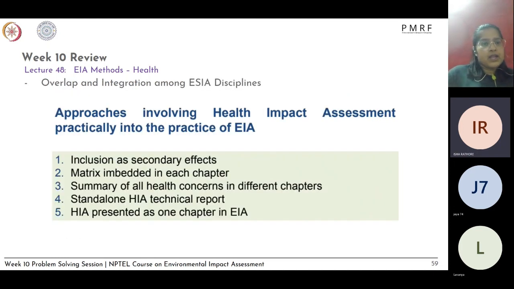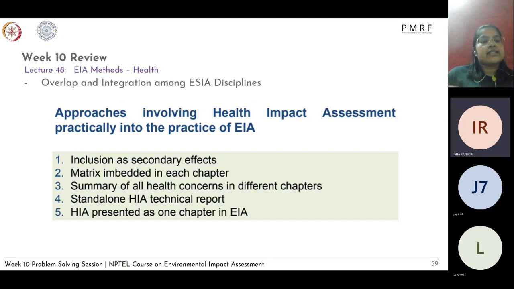And so we also have this overlap and integration among the different environmental impact assessment studies. So there are approaches which involve integrating health impact assessment practically into the practice of EIA. We can use inclusion as secondary effects, metrics which are embedded in each chapter. We have a summary of all health concerns in different chapters. Then we should also have a standalone HIA technical report, and HIA presented as one chapter in EIA.